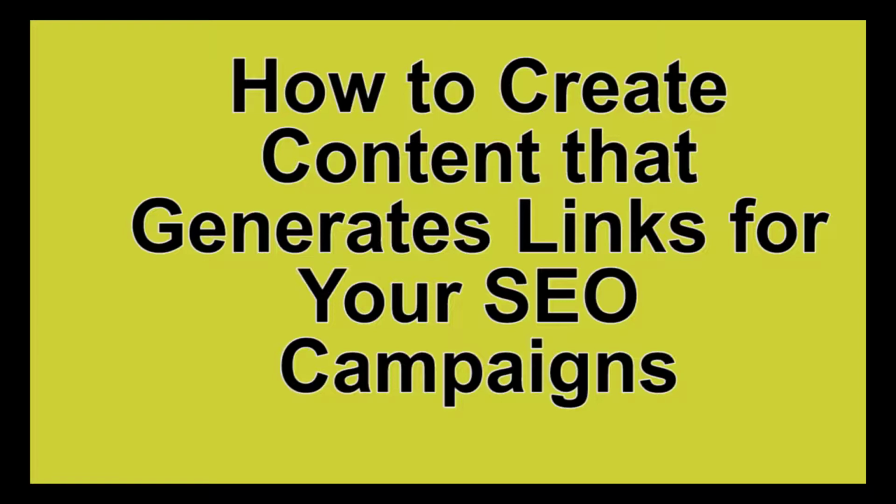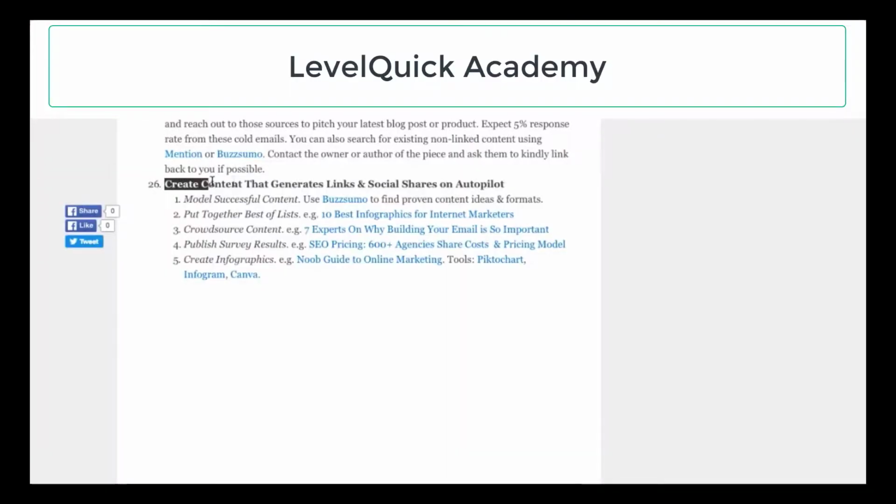In the last lesson, we'll learn how to maximize your SEO campaigns. In this slideshow, we're covering the final point, the 26th point in our SEO checklist, and we really get to know how to create content that generates links and social shares on autopilot. So you've got 5 smarter ways to generate links and social shares.